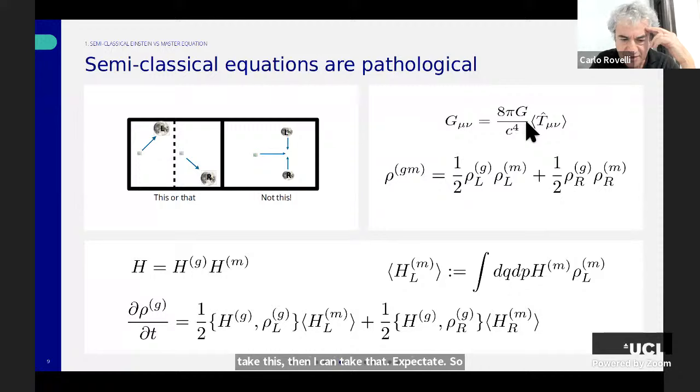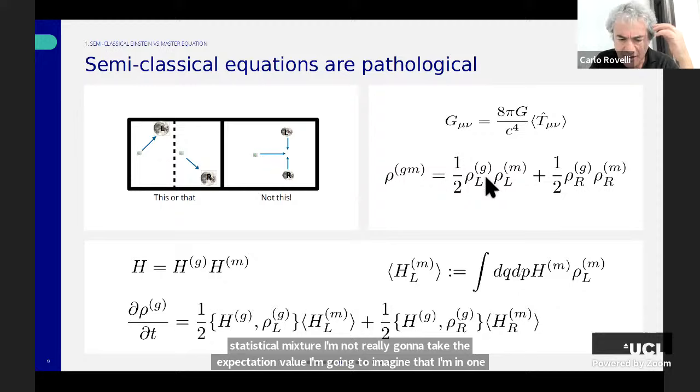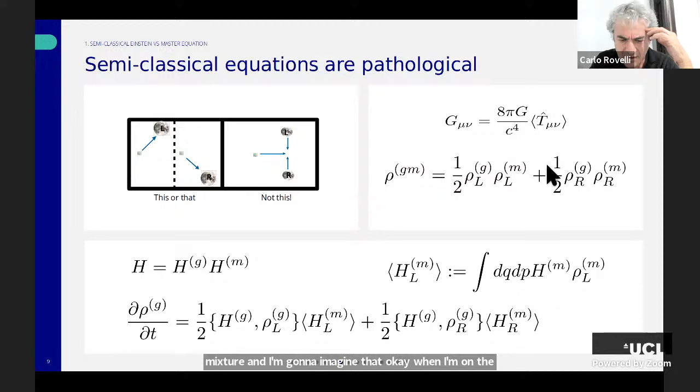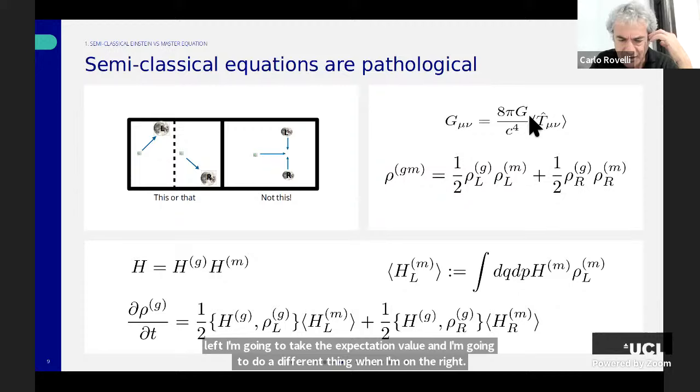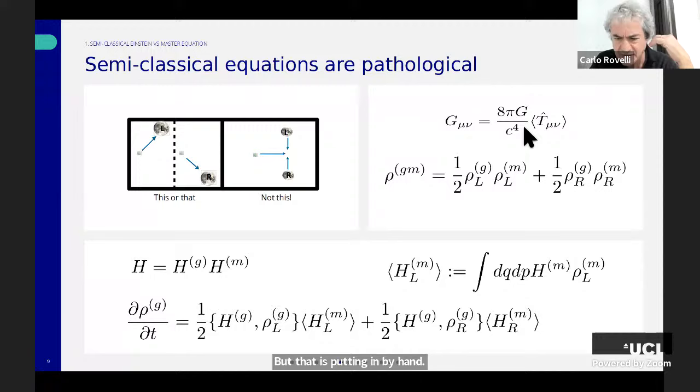You can say, if I have a statistical mixture, I'm not really going to take the expectation value. I'm going to imagine that I'm in one branch of this statistical mixture. When I'm on the left, I'm going to take the expectation value, and I'm going to do a different thing when I'm on the right. But that is putting in by hand some additional procedure. What I'm talking about is just taking this equation as it is and taking the expectation value.